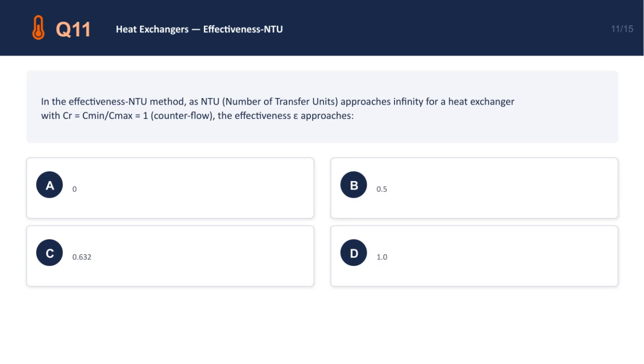In the effectiveness NTU method, when we look at a heat exchanger with a capacity rate ratio, CR, equal to 1 in a counterflow arrangement, something interesting happens as the number of transfer units, or NTU, becomes very large.